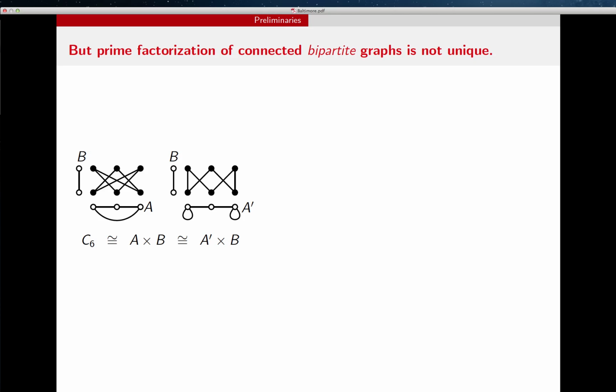But here's an interesting fact. Prime factorization of connected bipartite graphs is not unique. For example, notice that we have C6 here, the 6th cycle, factoring as a triangle times K2. Here's another picture of the 6th cycle, and it factors into prime graphs, A prime times B, and clearly A prime is not the triangle that we had over here. So C6 factors in two different ways into primes, A times B and A prime times B.